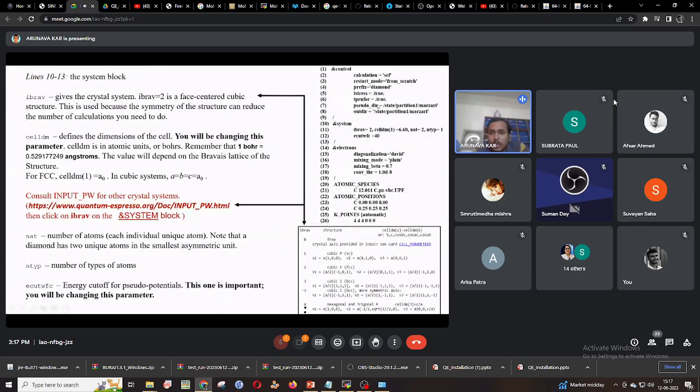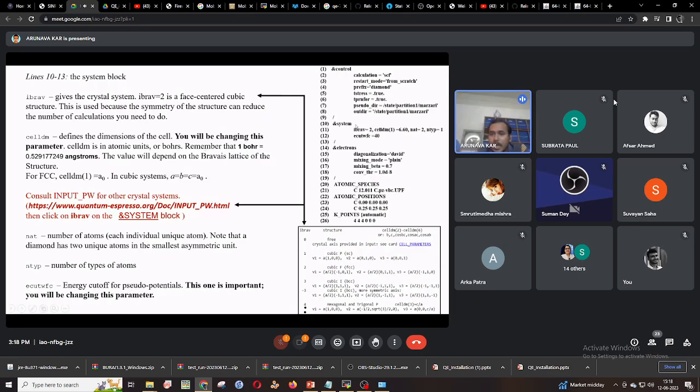Now come to the system block, lines 10 to 13. The system block is very important for a user to give the system information to the input file. Here, first is ibrav. ibrav gives you the crystal system information.